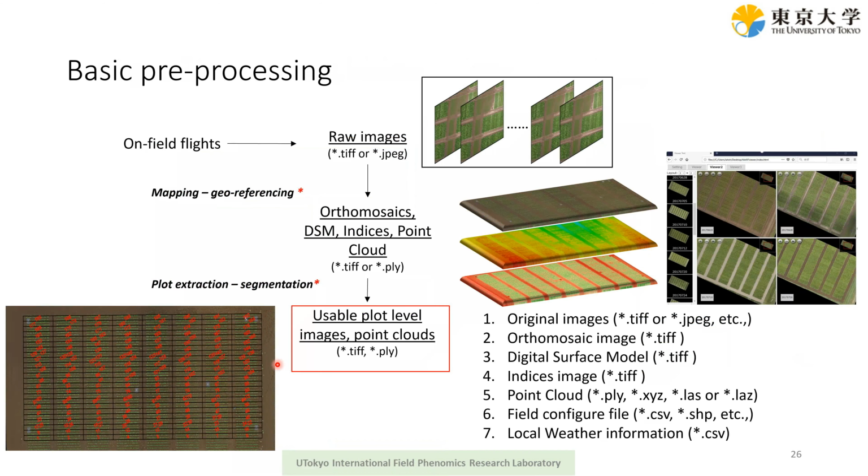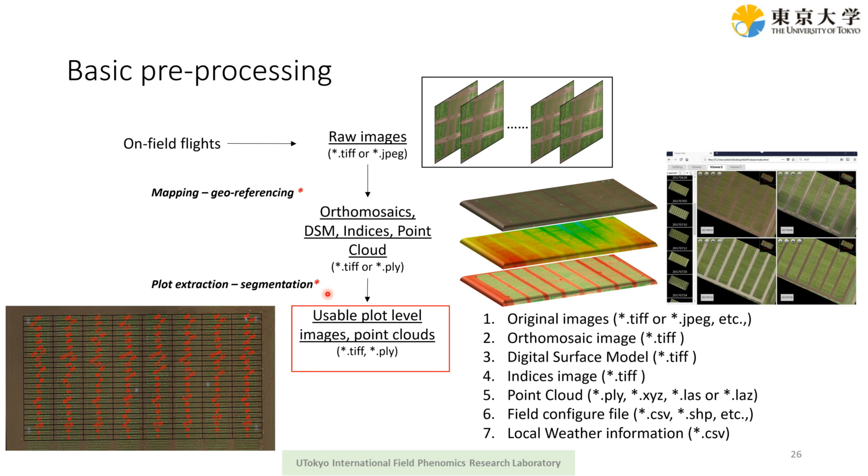I also have to emphasize that before the image processing and machine learning, we actually need a lot of basic pre-processing for these drone-based image solutions, as you can see over here. We need to create the mosaic, the DSM, which is the digital surface model, and the indices and point clouds from the raw images taken from the fields. And we need to do the plot segmentation, like over here, to make sure every picture is focusing on the plots, or we can say on the lines that we wanted to focus on.